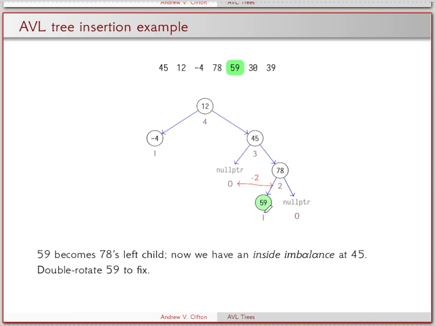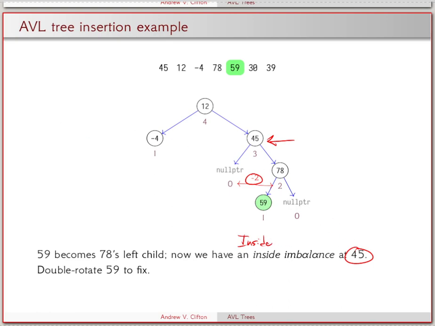59, though, goes down here. And that means we now have another imbalance. We have a -2 here. It's important if you're doing this by hand to draw the null pointer nodes in, because it's really easy to miss the fact that you have an imbalance with a null pointer node there. So draw the null pointer nodes and their heights of 0 inside of it. So now we would discover right here at 45 that we have some kind of imbalance. We would look at our children and discover that we have an inside imbalance here.